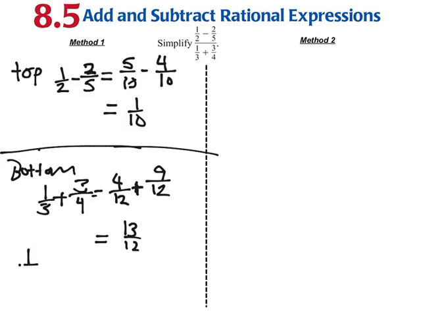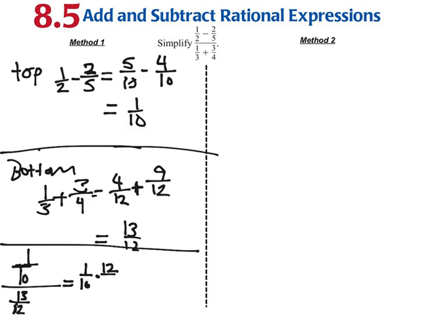Well, that's 1/10 divided by 13/12, or we could flip and multiply because they're fractions, and we'd end up with 1/10 times 12/13, or 12 over 130. And 12 over 130 simplifies to 6 over 65.